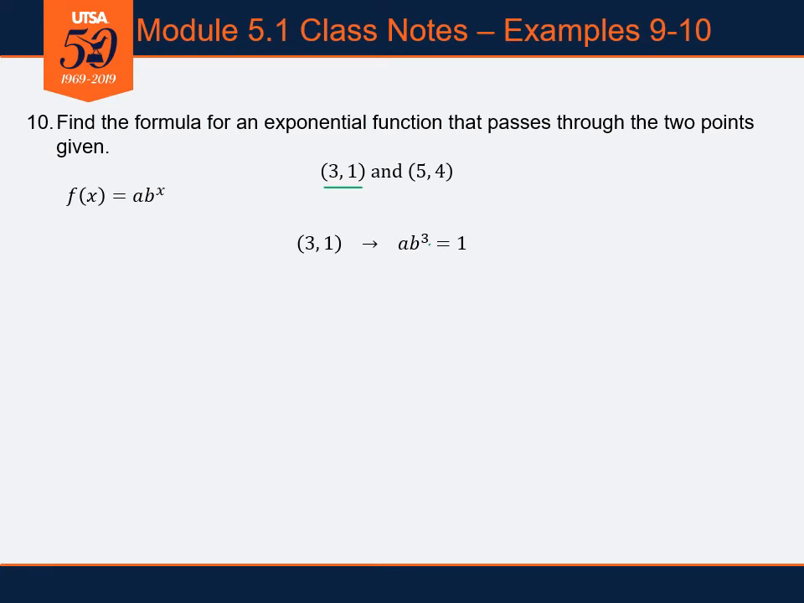Let's let this sit for a minute and come back up here and say, what about the point (5, 4)? Let's plug in 5 for x and have a result of 4, an output of 4. That gives me a times b to the 5th power equals 4 as my output. Here again, I don't know what b is, so I can't figure out what b to the 5th is, and there's not a whole lot I can do here.